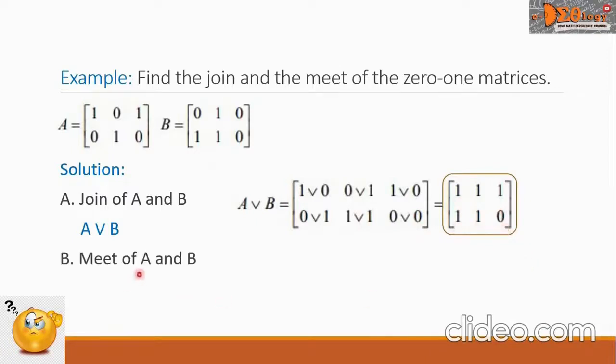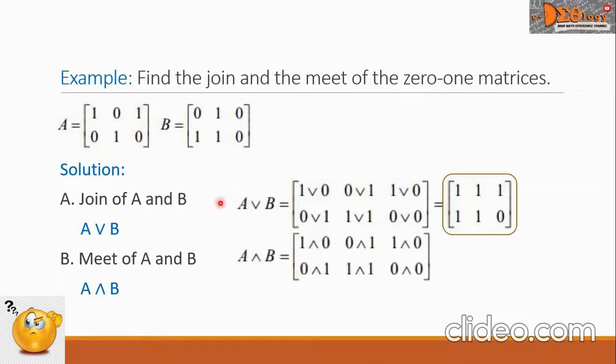Next is the meet of A and B, and this is denoted by A and B. Remember that for the Boolean operation AND, the value is always 0, except when both of the values are 1. So we write it like this, A and B.